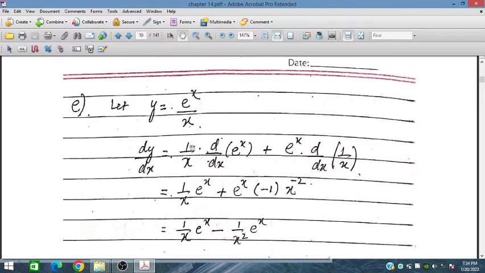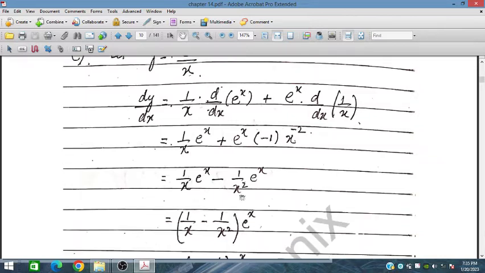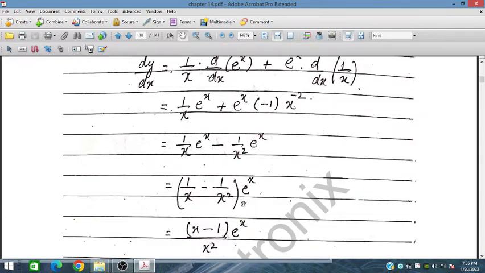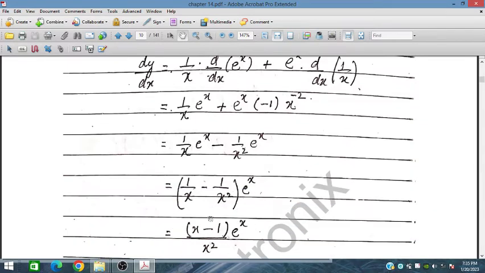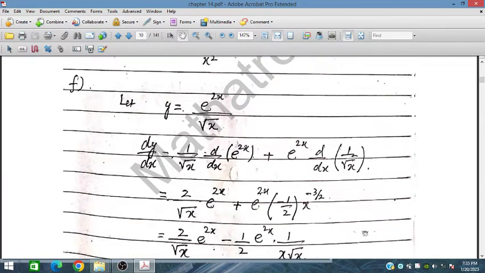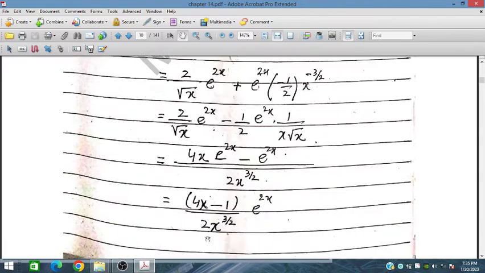So this is u and this is v dash, and then v and u dash. From u dash we have obtained this. By taking this we can solve it. We can also solve it by u by v, and you get the same result. Similarly in this case, 1 over root x is u, and e power 2x is v. So u and v dash, and v and u dash. By simplification we have obtained this result.